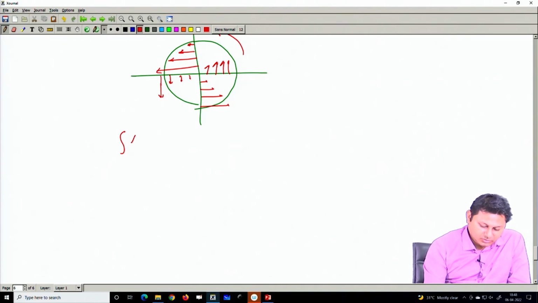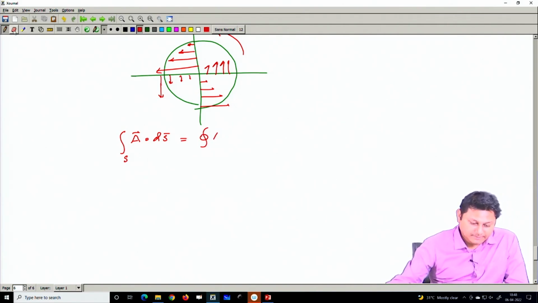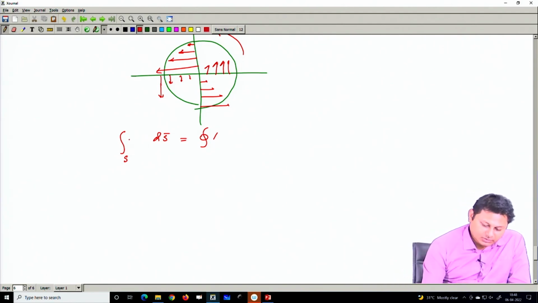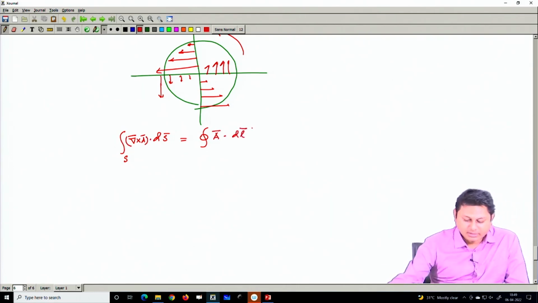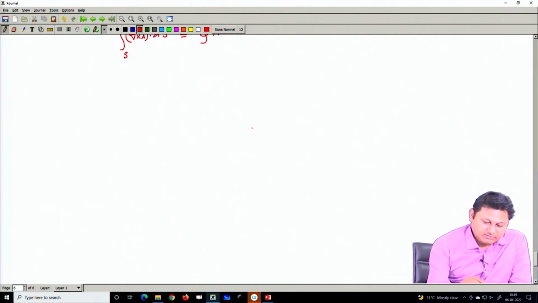Let me write. The surface integral of curl of A dot ds should be equal to the closed line integral, sorry, I am making a mistake here. So, the curl of A dot ds is equal to the closed line integral of A dot dl. So, first, what is dl? Let us find out.